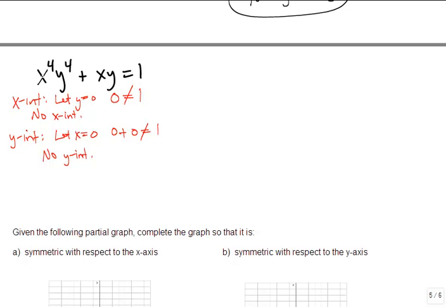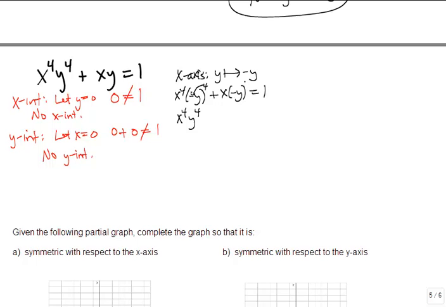Okay, so if we have x-axis symmetry, then I'd want to replace y with minus y. So leave the x to the fourth the way it is, but using parentheses, replace that y with a minus y raised to the fourth. And then I'm going to replace the y over here with a minus y, and it would look like that. Now this negative, because it's to the fourth power, disappears. So it's just x to the fourth, y to the fourth.